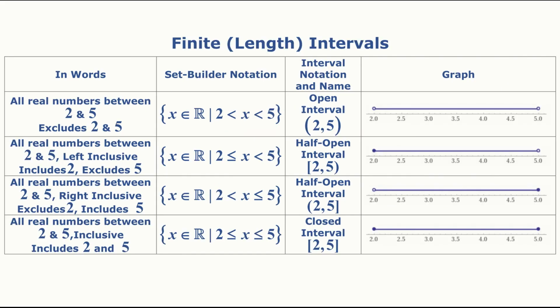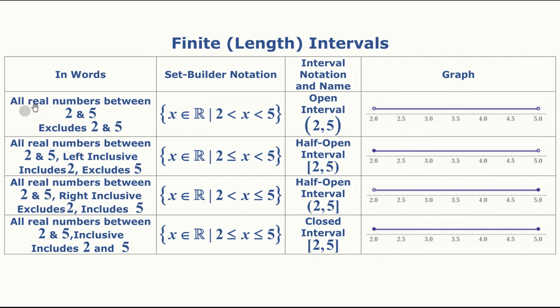Here we're going to look at various finite length intervals. Notice that when we say finite or infinite with respect to intervals, it's always about the length. It's never about the number of points in them. You know that all intervals have infinitely many points in them. So what if we first describe it in words, then we write it in set builder notation, then interval notation, and we give it a name, and then we graph it.